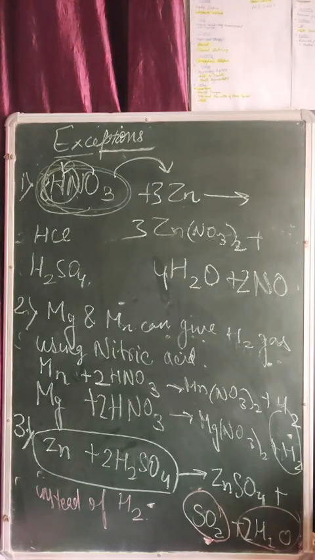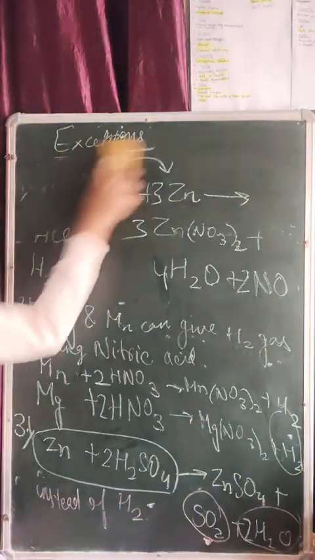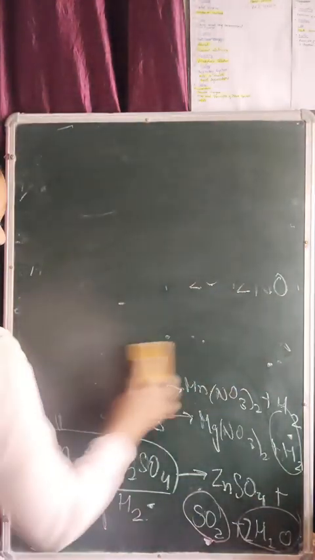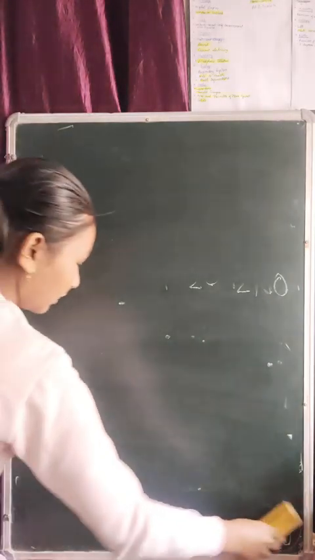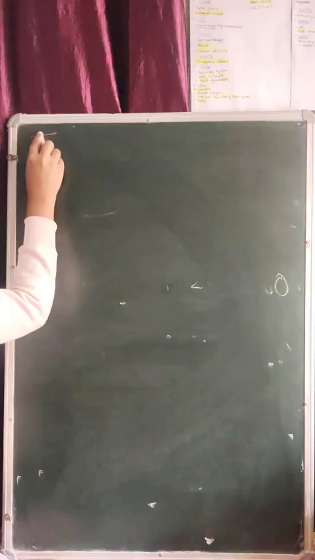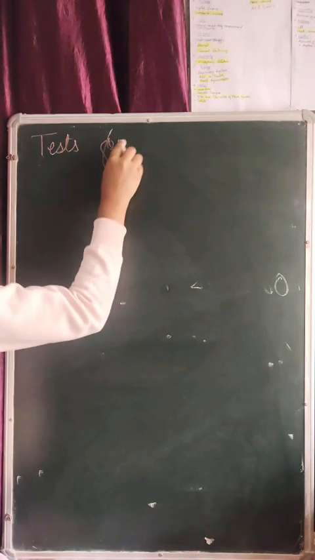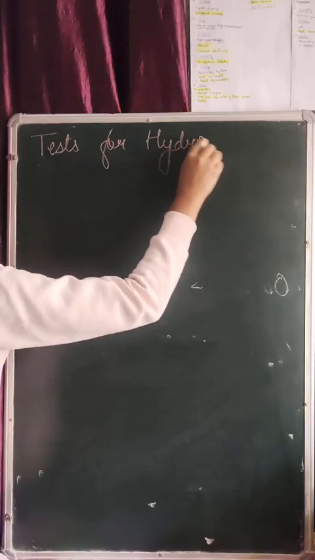Then how will we detect that hydrogen gas is formed? Because hydrogen is a colorless gas. So how will we detect whether it is hydrogen only or some other gas? There are two tests for hydrogen. Let us see those tests. Tests for hydrogen.